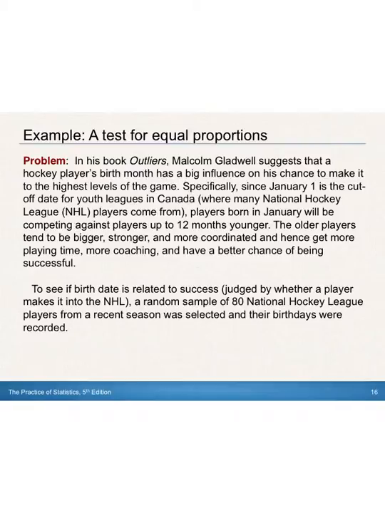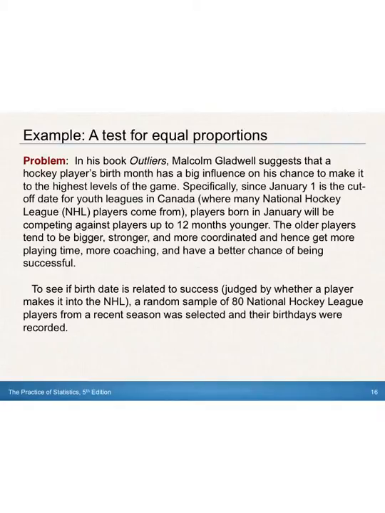And I'm going to run you through a real quick one here. In his book Outliers, Malcolm Gladwell suggests that a hockey player's birth month has a big influence on his chance to make it to the highest levels of the game. Since January 1 is the cutoff date for youth leagues in Canada, where many National Hockey League players come from, players born in January will be competing against players up to 12 months younger. So the older players tend to be bigger, stronger, more coordinated, and then will have a better chance of getting playing time, coaching, and being successful, and therefore making the NHL.